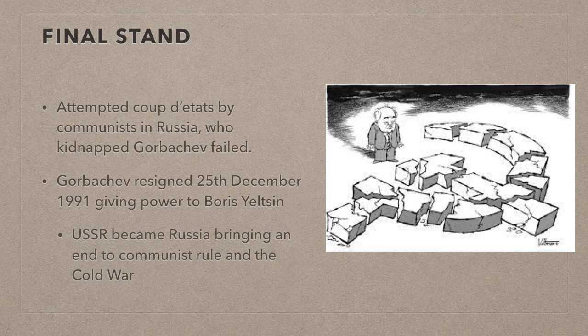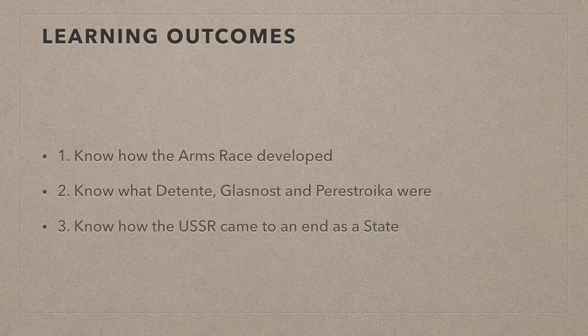Massive economic problems were at the core of it, which would have been caused by the arms race that really broke them economically. So that brings us to the end of our presentation. So by now, you guys should know how the arms race developed. You guys should know what Detente, Glasnost, and Perestroika were. And you guys should know how the USSR came to an end as a state.